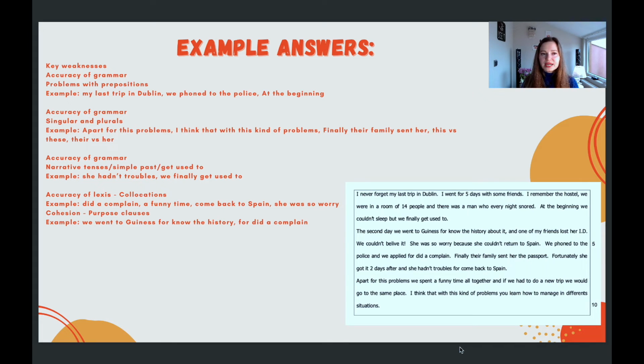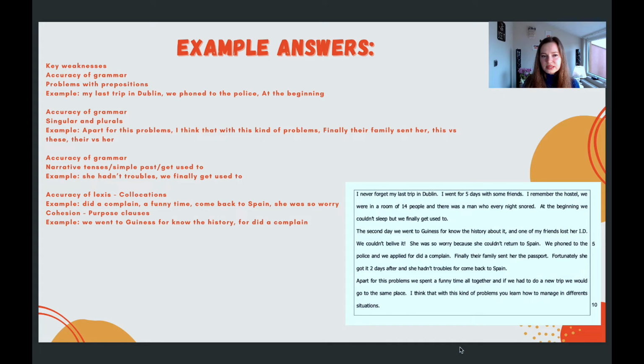Let's have a look at key weaknesses. One of the key weaknesses is accuracy of grammar. There are some problems with prepositions, and here you go, there is an example: "My last trip in Dublin, we phoned to the police at the beginning." Then we go to accuracy of grammar again, and we can see that there are some problems with singular and plural. So you can see that there are some examples that help us prove that the accuracy of grammar is a weakness. There is another weakness which also refers to grammar, which is the simple past tense.